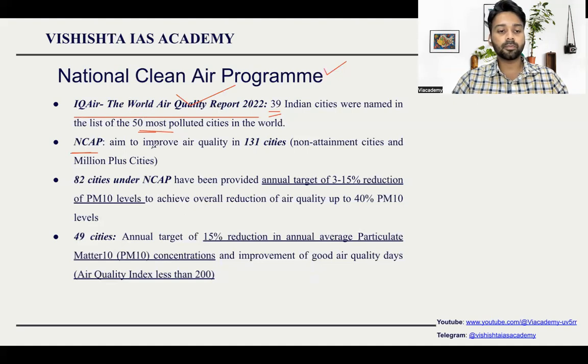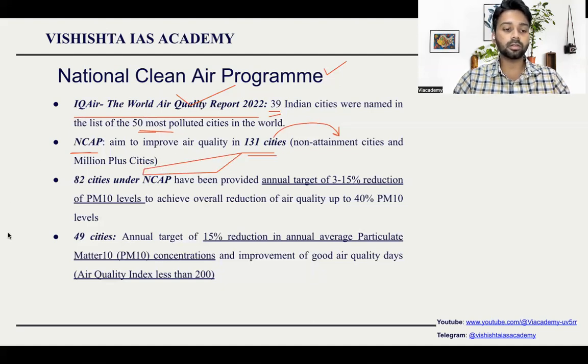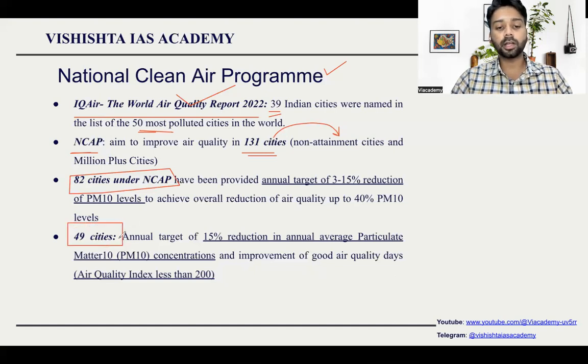What's the aim of this program? It aims to improve air quality in 131 cities. These 131 cities are called non-attainment cities and million plus cities. Non-attainment cities means those cities which have not attained the proper air quality measure, and million plus cities are those which have more than 1 million as their population. So here the program itself divides these into two kinds of cities. The first type is 82 cities and the second type includes 49 cities.